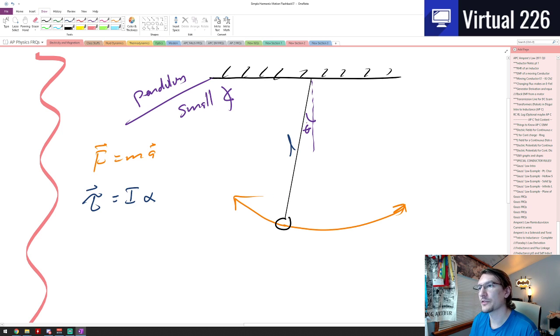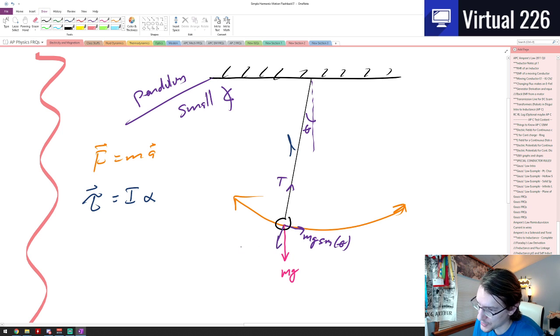Well, if we look at the torques acting on this, we will see pretty quickly that while gravity, or the weight, is acting straight down, mg, we can break that weight vector up into two other vectors. We actually have a component acting tangential to the curve here, mg sine of theta, and a component acting opposite of the tension, which is the mg cosine of theta term.